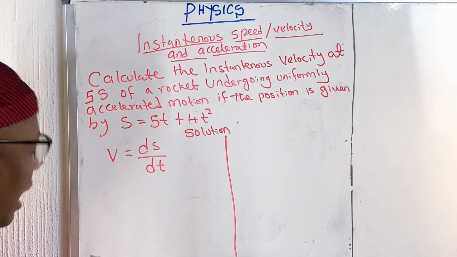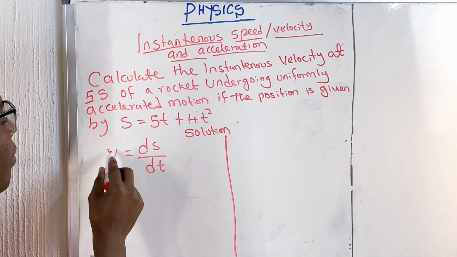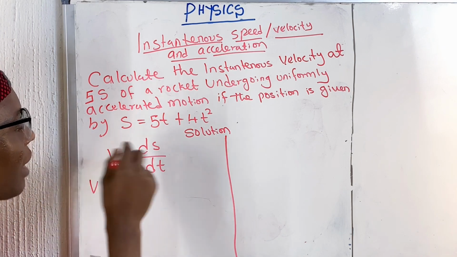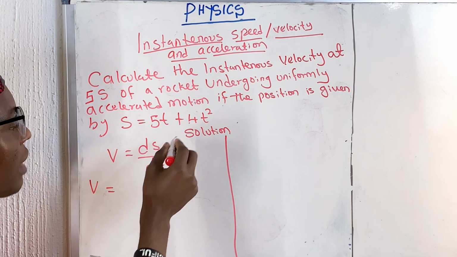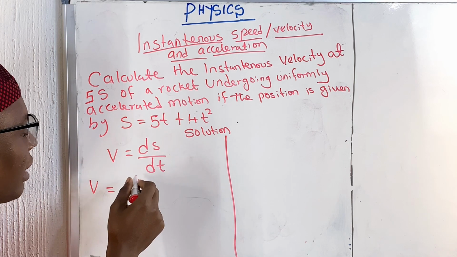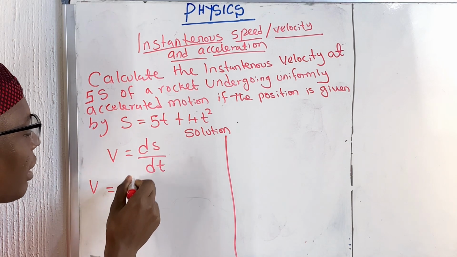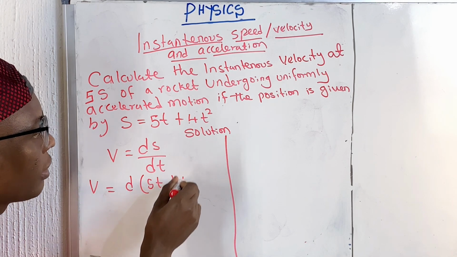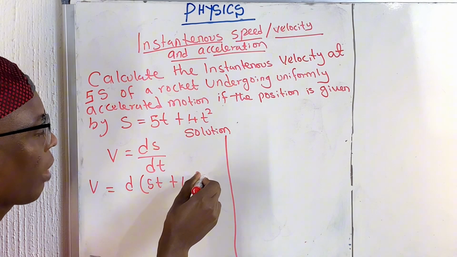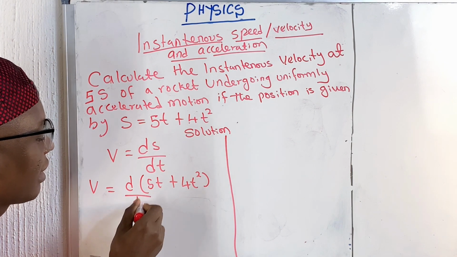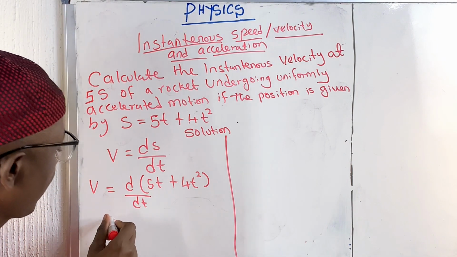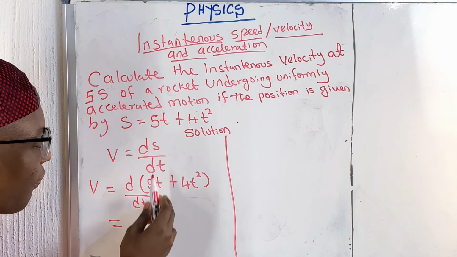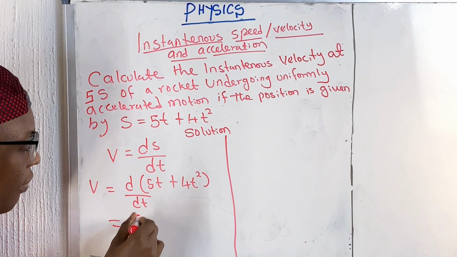So let's go ahead. All right, now our instantaneous velocity V will be, we are differentiating our S. So what is our S given to us here? Our S is, we are taking the differential of 5t + 4t² over dt. Now, guys, when you differentiate 5t, you have 5.